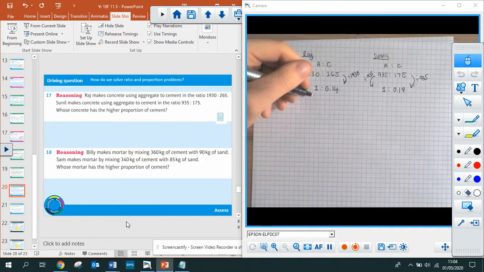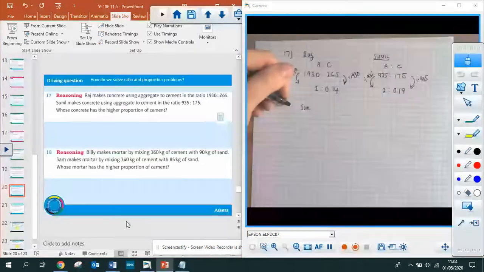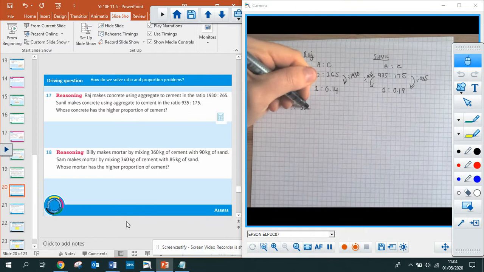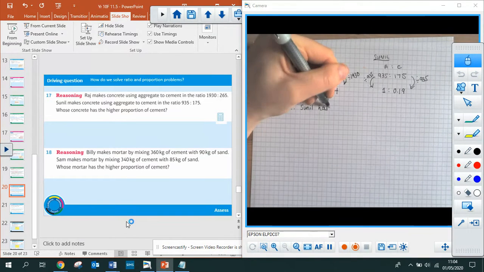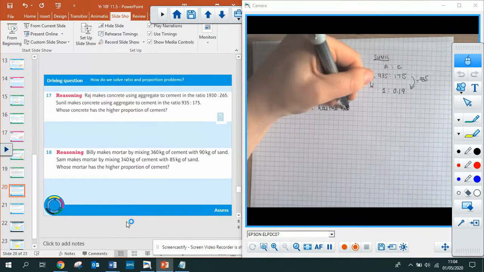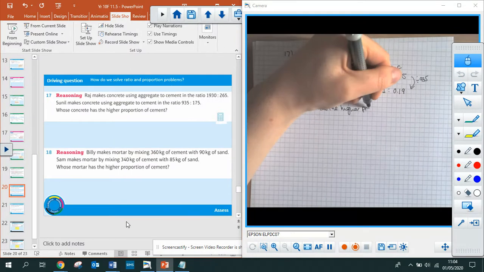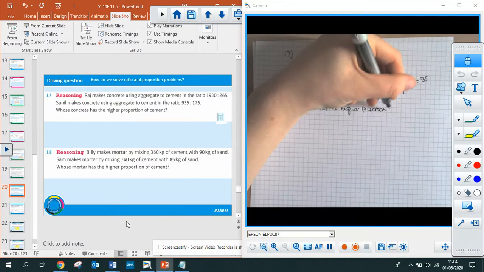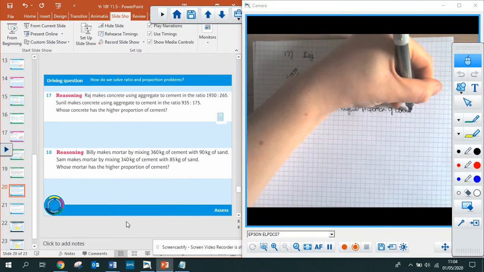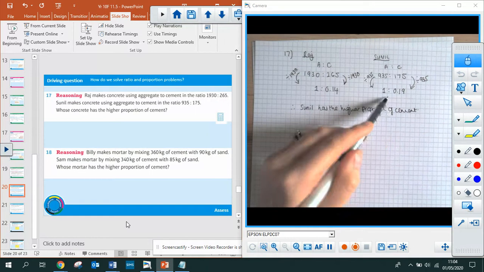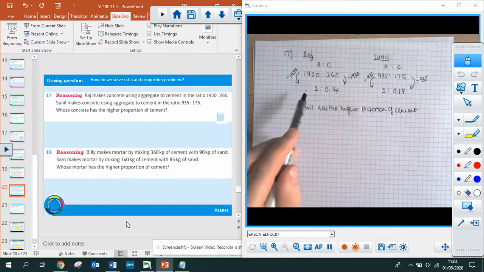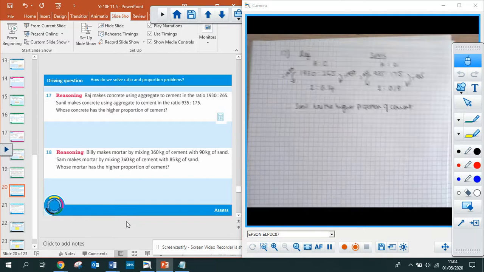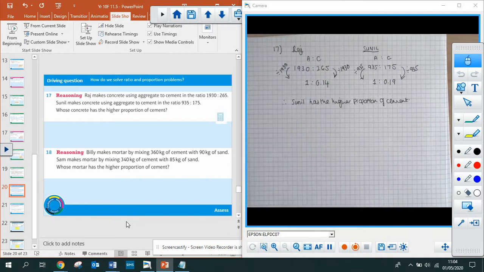Sunil's. So therefore, those 3 dots mean therefore, Sunil has the higher proportion of cement. Okay, and that's because to every 1 part aggregate, he uses 0.19 parts cement, whereas Raj, for every 1 part aggregate, he only uses 0.14 parts cement. Okay, so that's how you got your answer there.